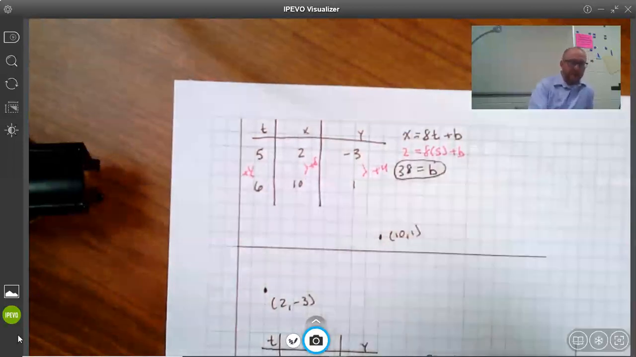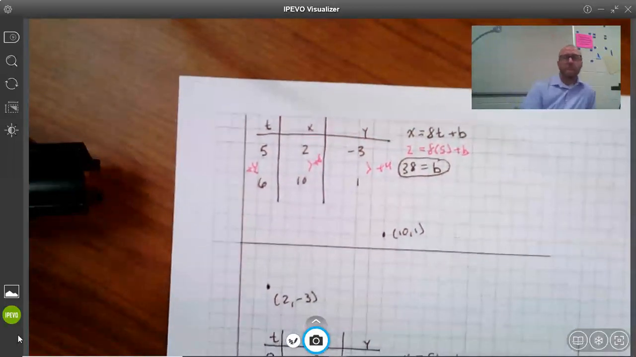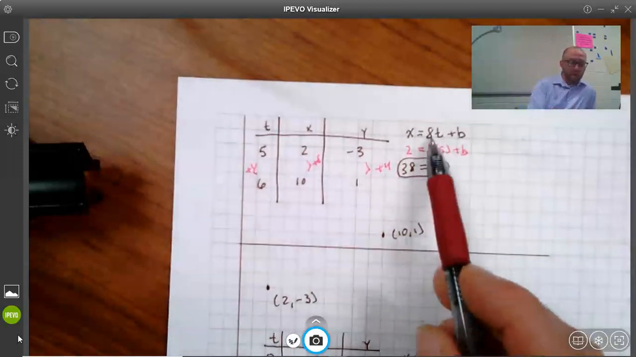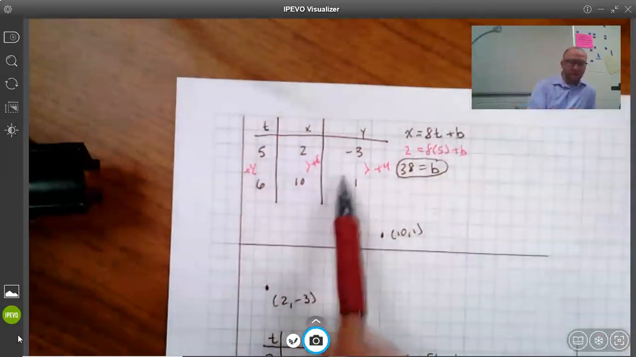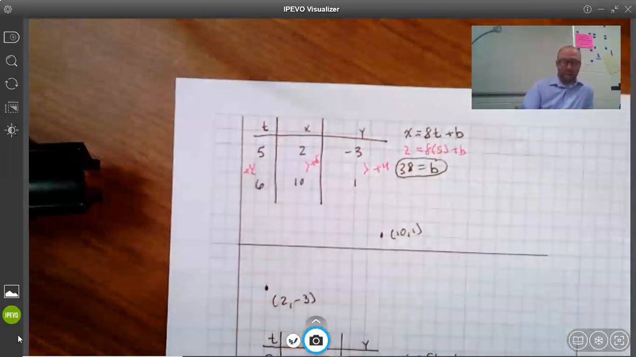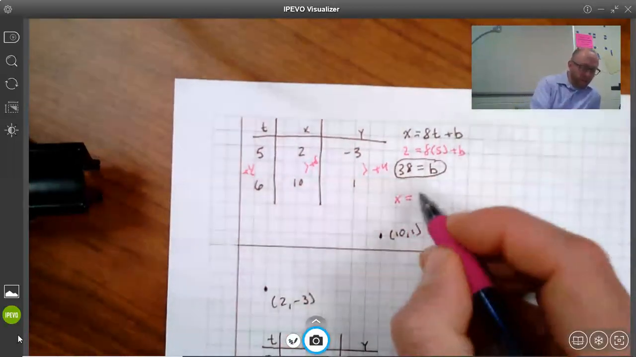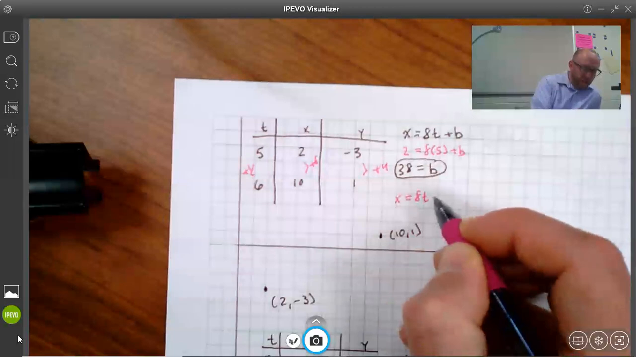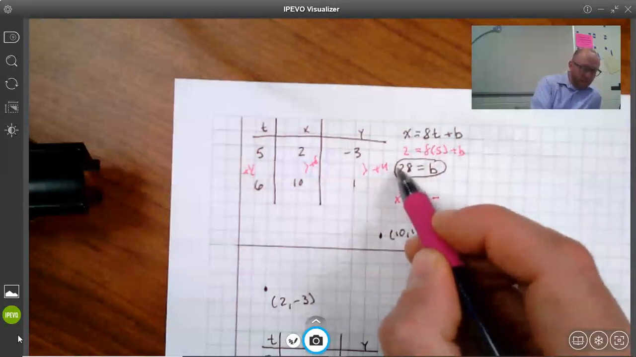If you happen to recognize this, it's the same thing we would do if we were finding the y equals mx plus b form of a line given 2 points. We would find the slope, plug the slope in, and then solve for b. Same thing here, except instead of x and y, we're looking at t and x, and we'll look at t and y separately. So our equation in the end is x equals 8t, well, that should be a -38, right?